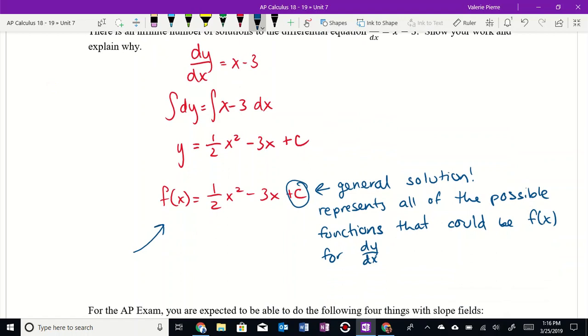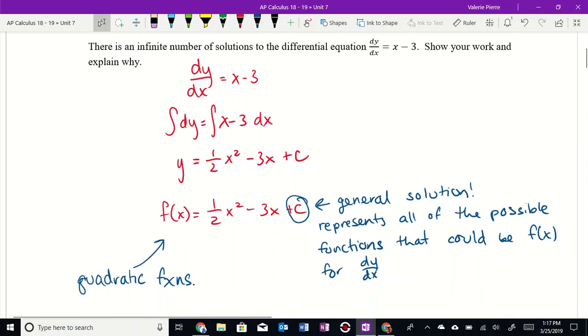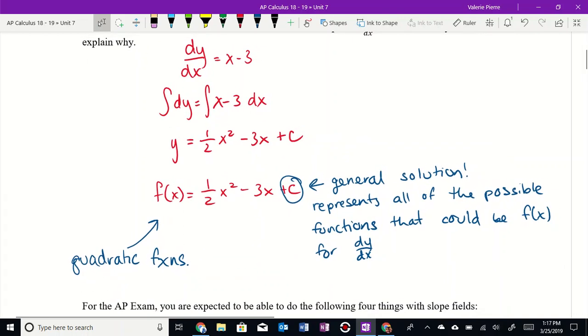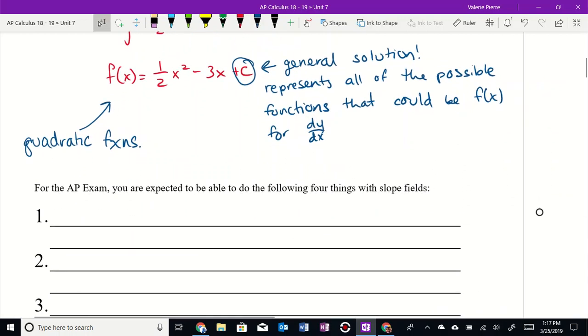In our case, all of our possible functions could be quadratic functions. So our general solution, the solution with the plus c, can mean a whole lot of things. There could be a whole lot of different functions that fit this function, right? Because of that, we can't actually put it into our calculator to find the graph of this because c could be anything. This is how we get our slope fields.